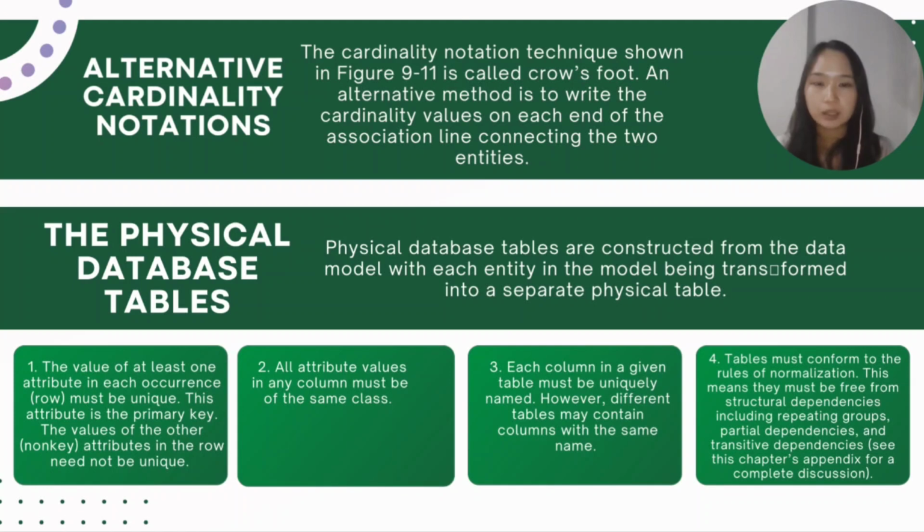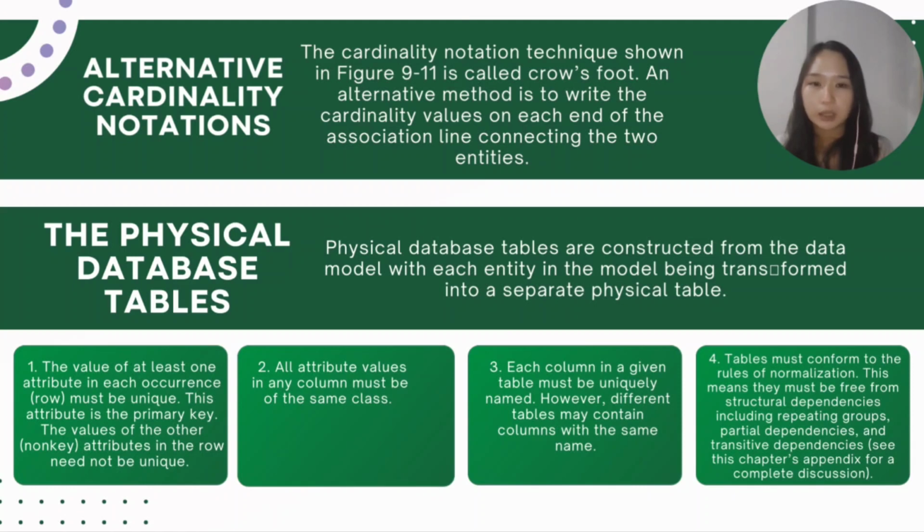The next topic is the physical database table. The physical database tables are constructed from the data model, with each entity in the model being transformed into a separate physical table. Across the top of each table are attributes forming columns, intersecting the columns to form rows of a table, or tuples. A tuple, which Codd gave a precise definition when he first introduced it, corresponds approximately to a record in a flat file system. In accordance with convention, we will use the term record or occurrence rather than tuple.